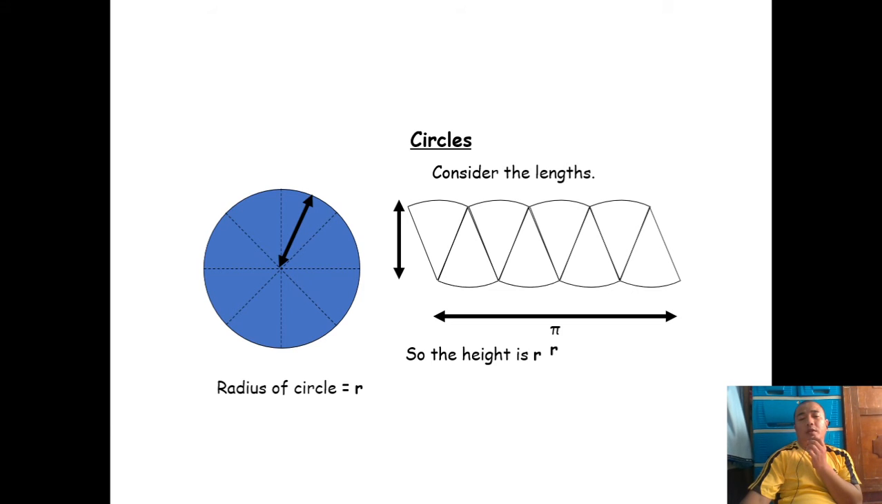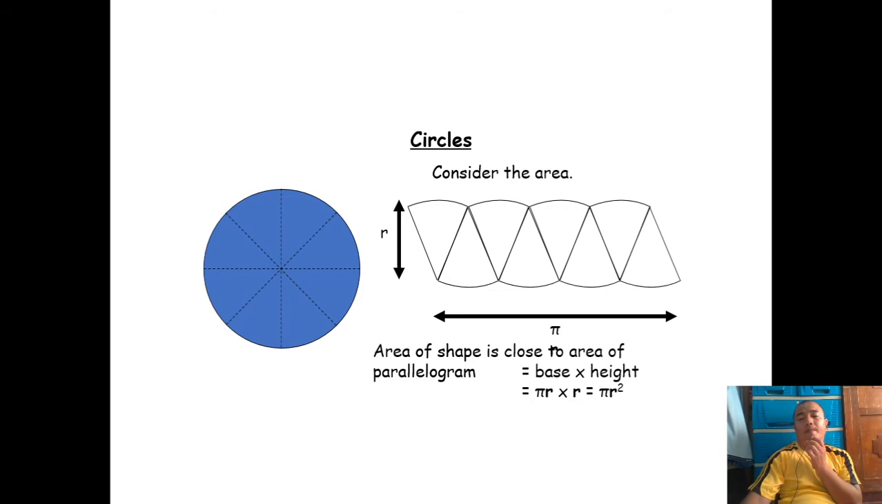Pi r squared is what you use if you're trying to find the area. You know the formula for finding the area of a circle, pi r squared. For the circumference, it's 2 pi r.